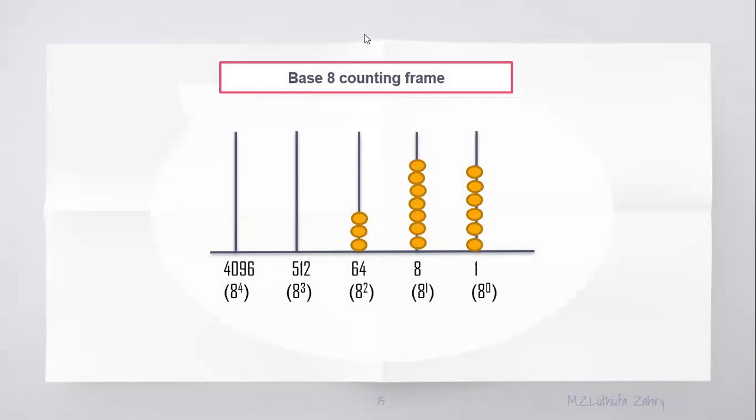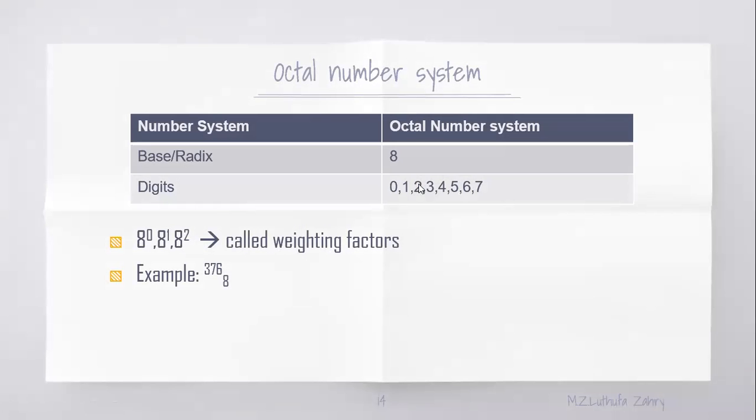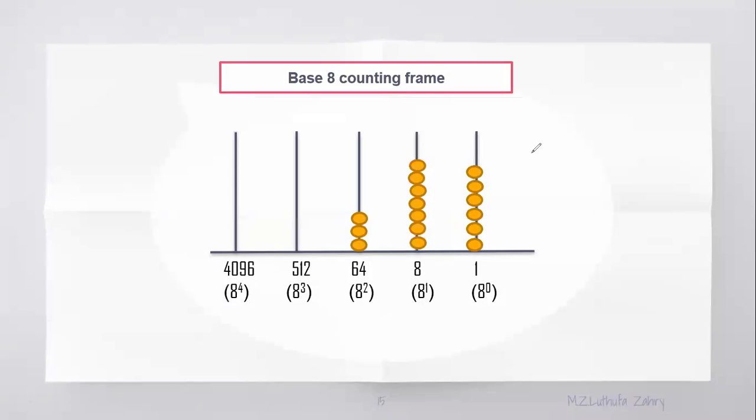So this is going to be the base counting frame of an octal. If it is 376, here is 3. There is 3 in the 8 to the power 2's place. In 8 to the power 1's place, it is 7. In 8 to the power 0's place, it's 6. So this is how the base 8 counting frame will be.